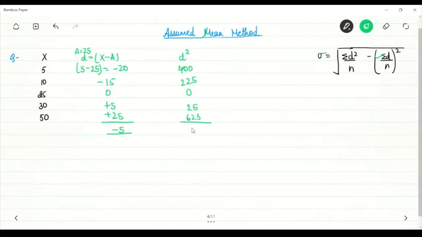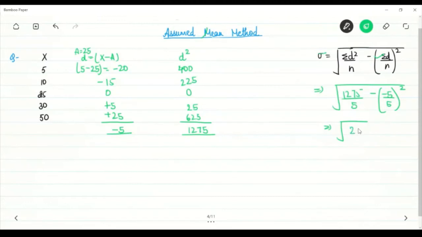Let us sum all these values. The value that we obtain is 1275. Let us put this value in the formula. Sigma d square by n: we have sigma d square as 1275 upon 5, minus (sigma d upon n), where sigma d is minus 5 and n is 5. The value that we get after calculation is 254 under the root, and this is the same value that we got in the first method. So we can conclude that we are going to get the same answer from all these methods. So 15.937 is the answer.